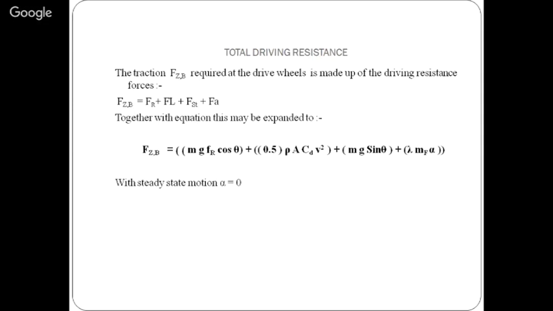With steady state motion, acceleration is equal to 0. Suppose I am driving continuously at 60 km/h for an entire hour. Then my acceleration, which is the rate of change of velocity, is 0. If I am continuously driving at 60 km/h, I am not changing my velocity.